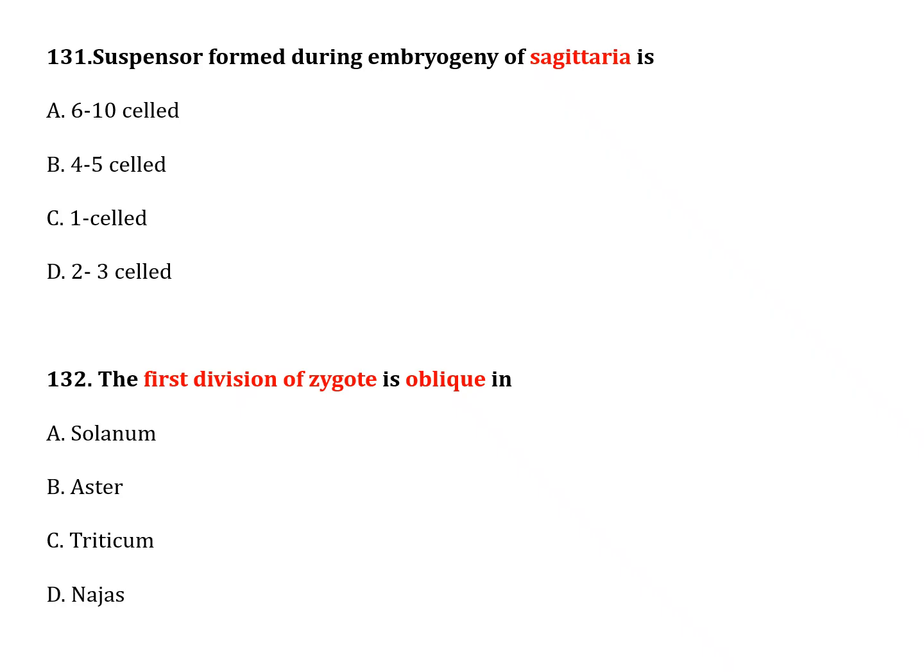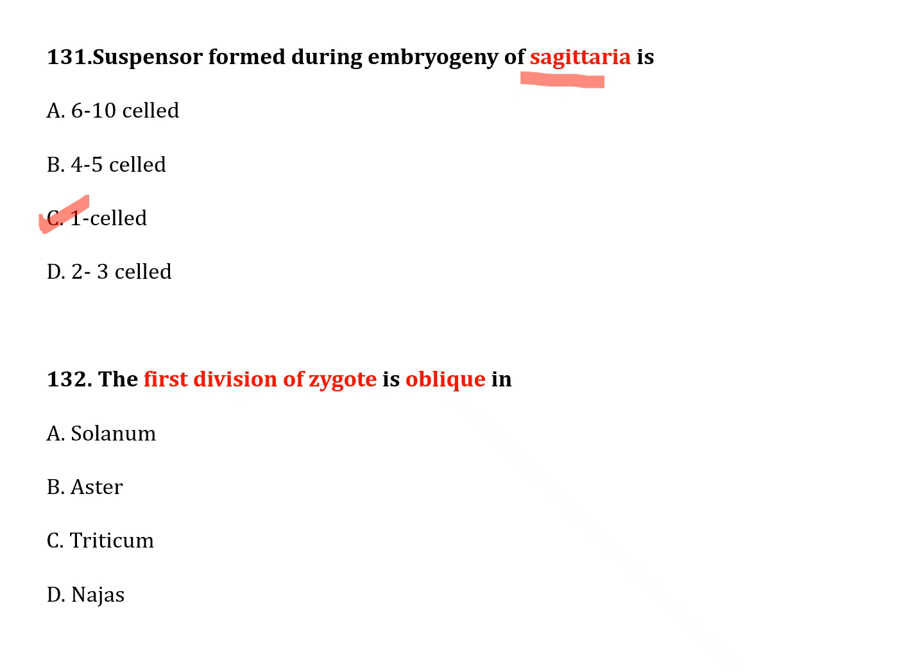The next question, number 131. Suspensor formed during embryogeny of Sagittaria is option A 6 to 10 celled, option B 4 to 5 celled, option C 1 celled, option D 2 to 3 celled. Correct answer is option C 1 celled. It is a genus, an aquatic plant.